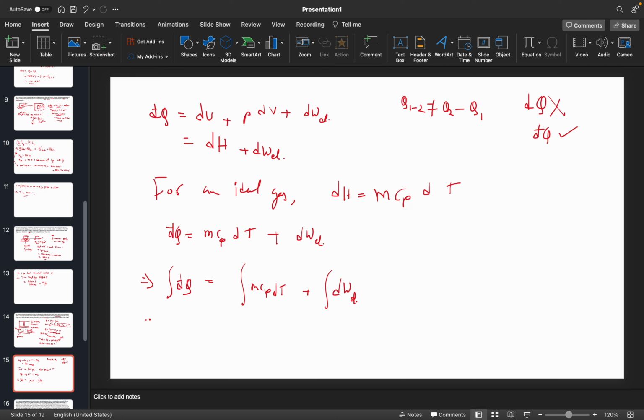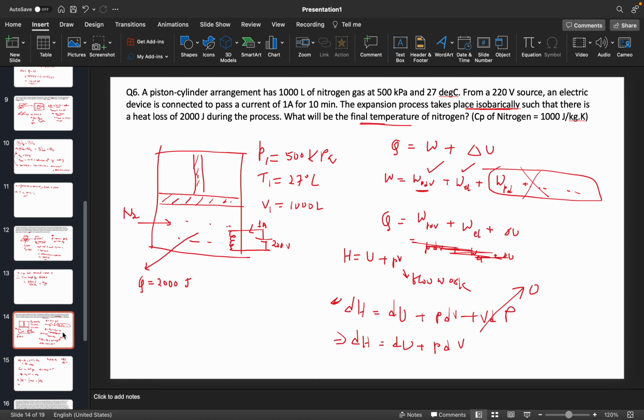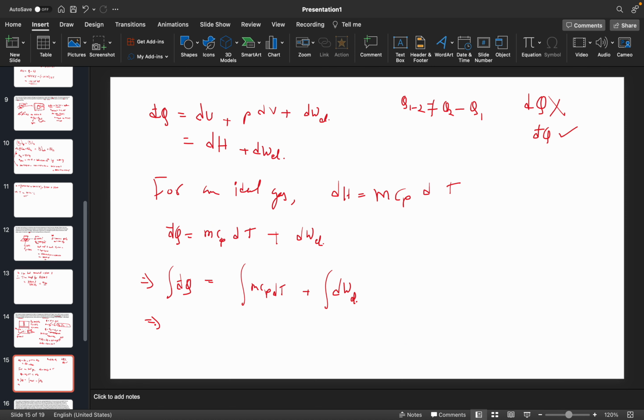Integration of dQ means the entire amount of heat that is coming in or going out. It is telling us that there is a heat loss of 2000 joules. So this is what is going out, which means this is negative 2000.